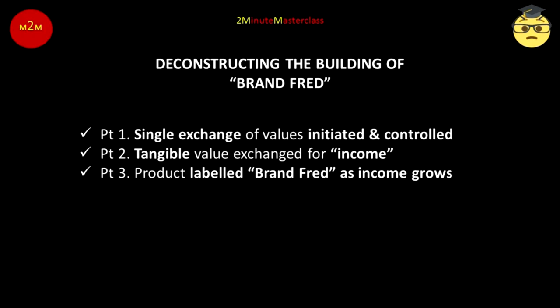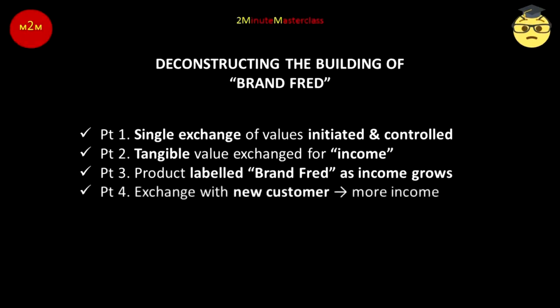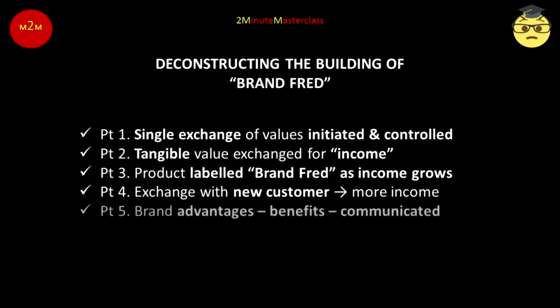In part 4, Fred controls another exchange, same product type and the same brand, income for branded product, again, but a new customer. In part 5, Fred faces competition. To make this exchange, Fred must communicate the advantages of his brand over a competing offering.